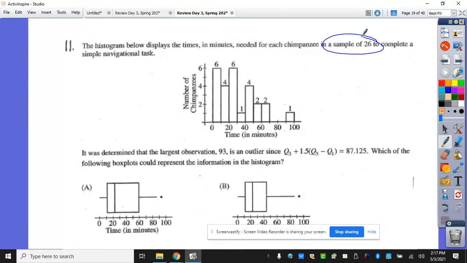Median, usually. So I've got 26. So I'm going to split it in half. So how many are in each half? 13. Alright, so between my 13th and 14th number would be my median. So I'm 6, 10, 16. So my median is somewhere in that bar.